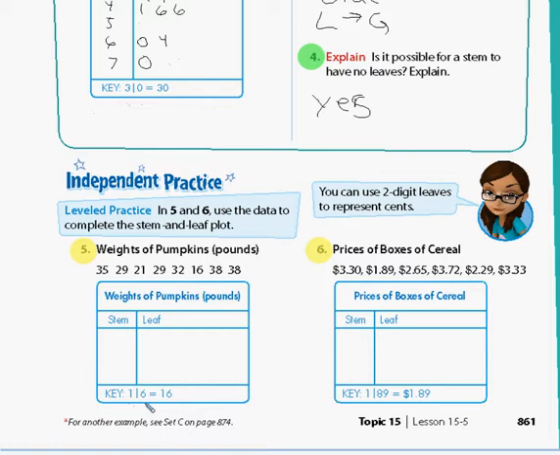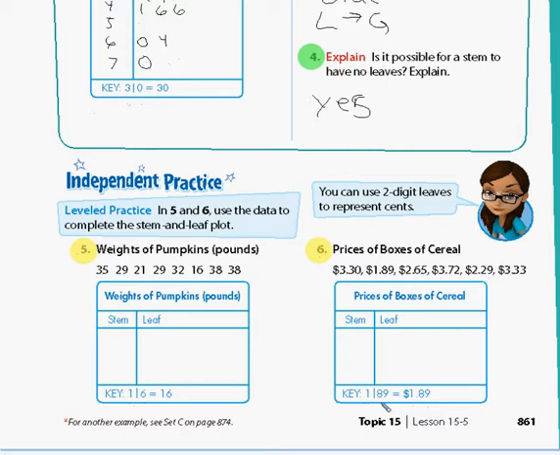Number 5 is weight of pumpkin in pounds. Okay, and on number 6, we're going to do the price of cereal. This one's just a little bit trickier, but go ahead and look at the key. On this one, I have a 1 as a stem and an 89 as a leaf, and that equals $1.89. So the stem is going to be the whole number, or the whole dollar, and the leaf is going to be the tenths and hundredths place there.